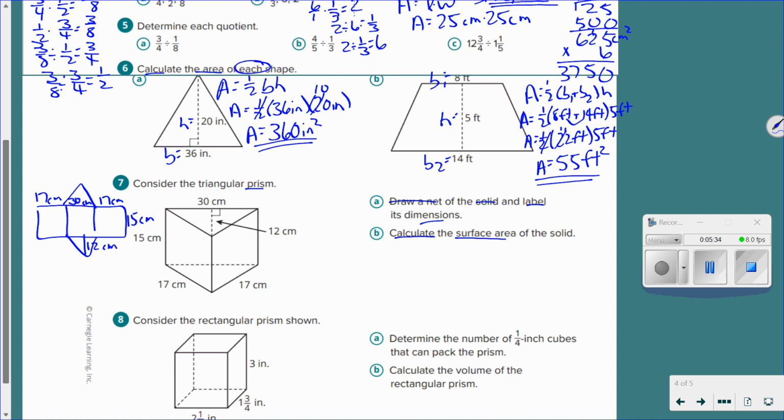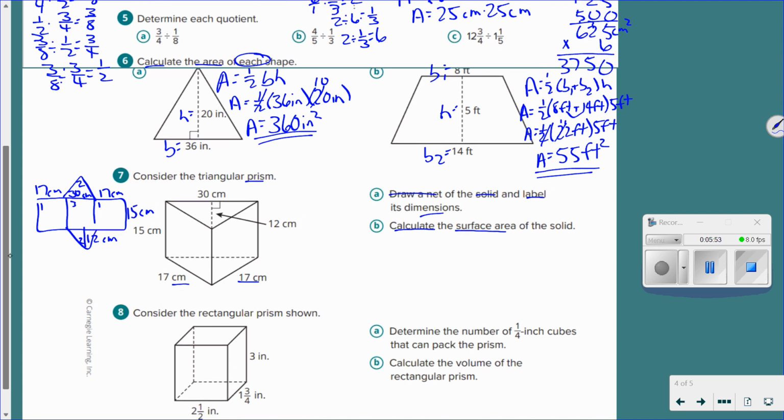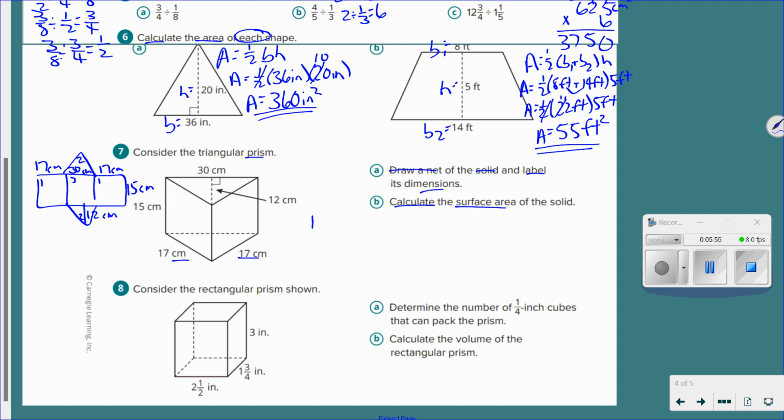Once I have those, I really only have 3 shapes because these are the same. That means that those 2 have the same dimensions. My bases have the same dimensions. And then I have this rectangle in the middle. So I've got 3 shapes that I need to find the area of to put them all together. So I'm going to start with number 1, which is the rectangles on the sides.